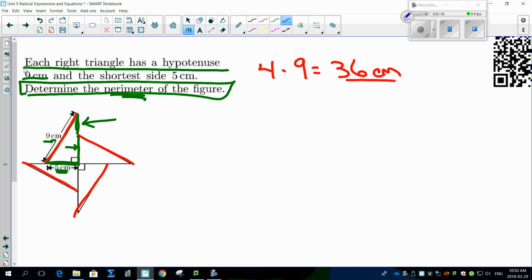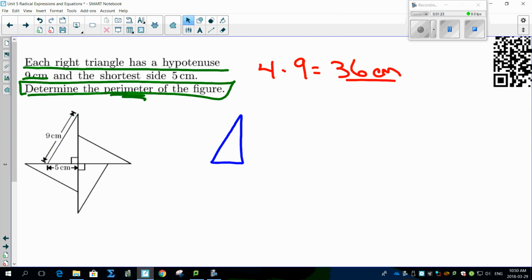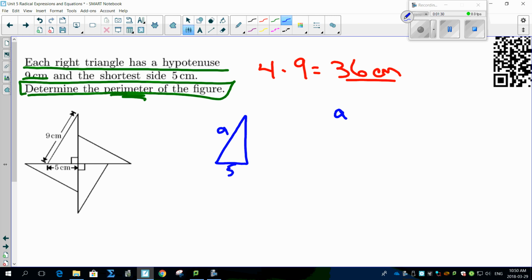First off, I like to just clean everything up so we can look at a really nice diagram. And I want to look just at this triangle right here. As a matter of fact, I'm going to pick it up and move it right over here. That's the triangle. So we know that this is 9. We know that this is 5. So guess what? We can use a squared plus b squared equals c squared, and everything's happy.